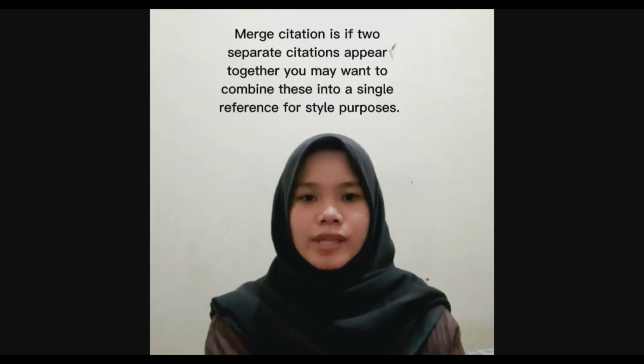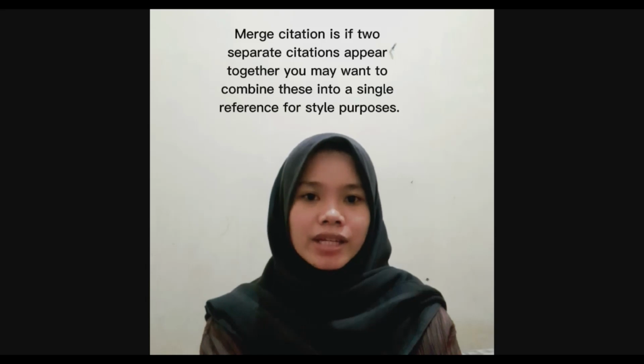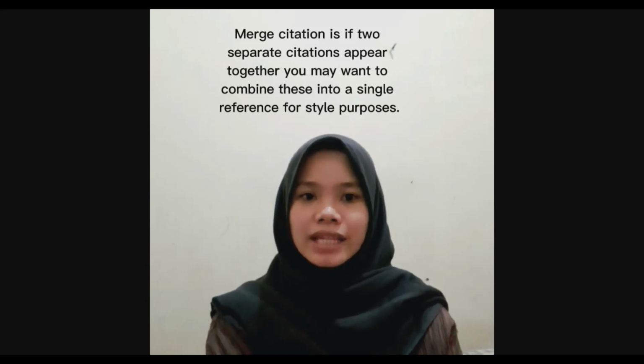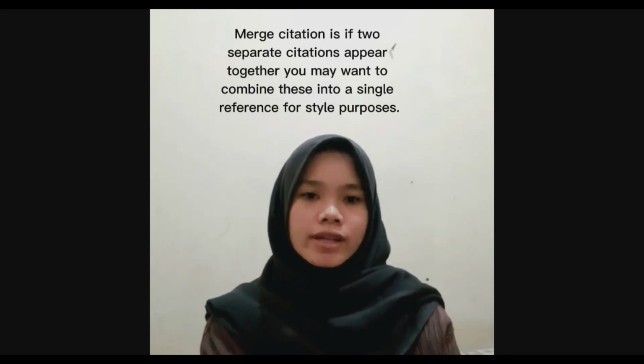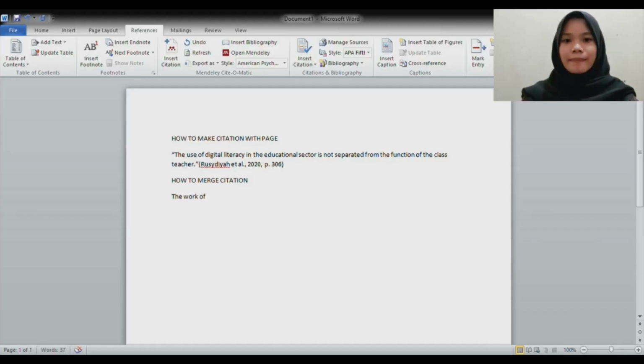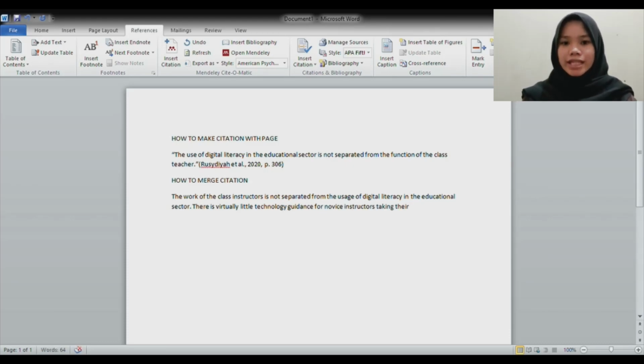Next is how to merge citations in Microsoft Word. Merge citation is if two separate citations appear together, you may want to combine them into a single reference for style purposes. For example, the sentence is paraphrased from two authors that have the same main idea in different articles. Things that you should remember are who the authors are that have the same idea. Because this is not a direct quotation, you don't need to put quotation marks.